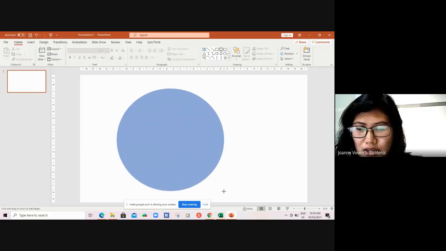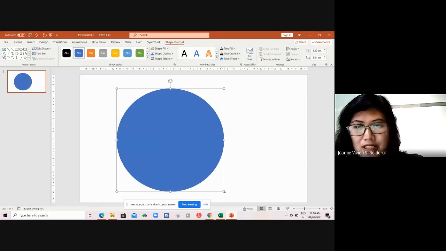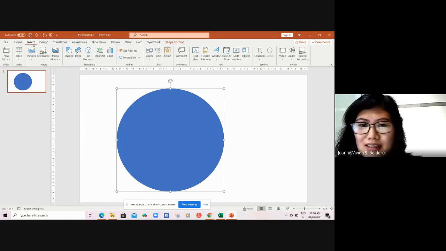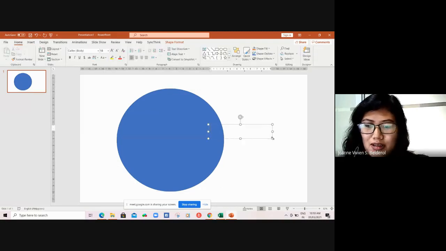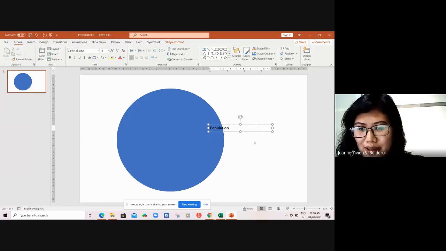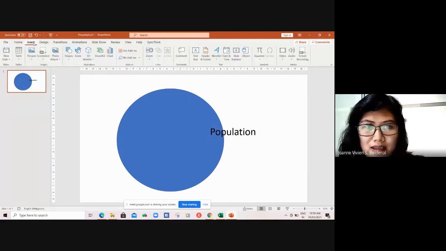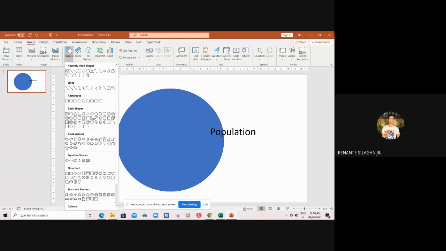True. Very good. So if we illustrate that one, the entire circle, I hope you can still see the screen. The entire circle, this is your population. Do you agree? This is the population. And then if you get a segment, the sample.